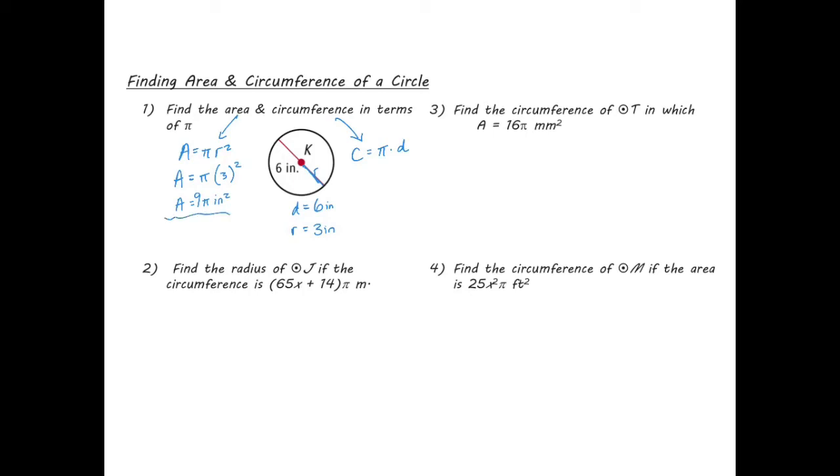Now my circumference is found by doing pi times the diameter, and the diameter is 6, so my circumference is just 6 pi inches.